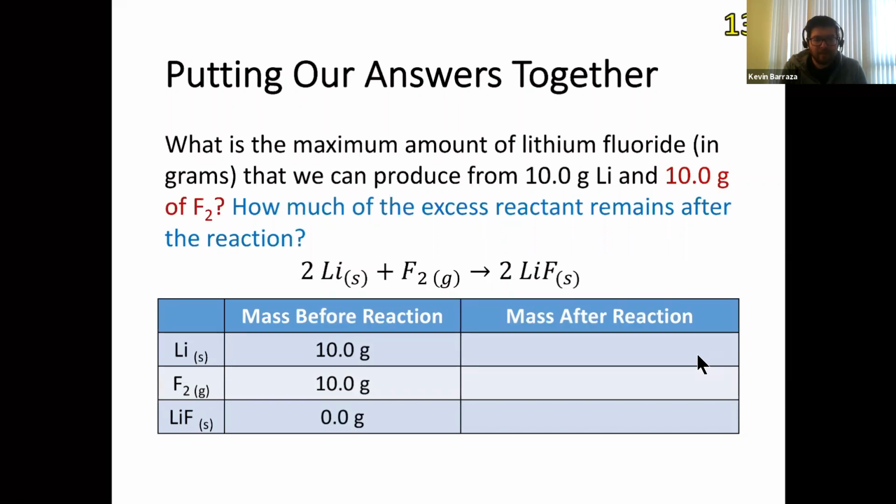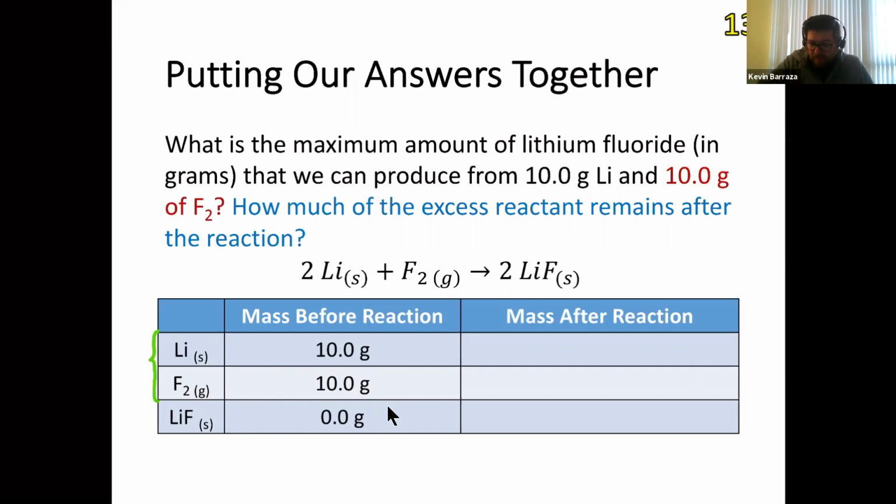So let's remind ourselves what we did and how we got our answers, and then put them into this table. What was our first step? Our first step was to consider both calculations, starting with 10 grams of lithium and 10 grams of fluorine. Notice that at the beginning of a reaction, we don't have any product, so that's why this is 0. I did both calculations and got 2 numbers for the possible amount of product we made.